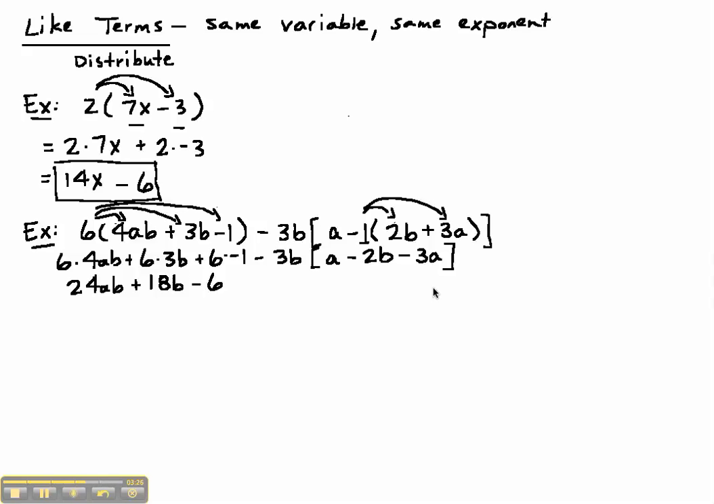Now we've taken care of the innermost parentheses. Now we're looking inside the brackets. First ask the question, do we have any like terms? And now we can say yes, because a and negative 3a are like terms, because same variable, same exponent. So we're going to combine those two. And a is assumed to be 1a. So 1a minus 3a is negative 2a, minus 2b. Okay, and then we still need to distribute this negative 3b on the outside of that bracket.